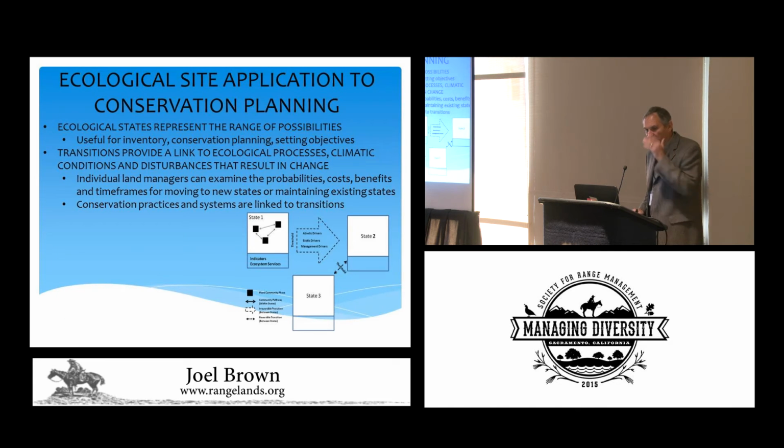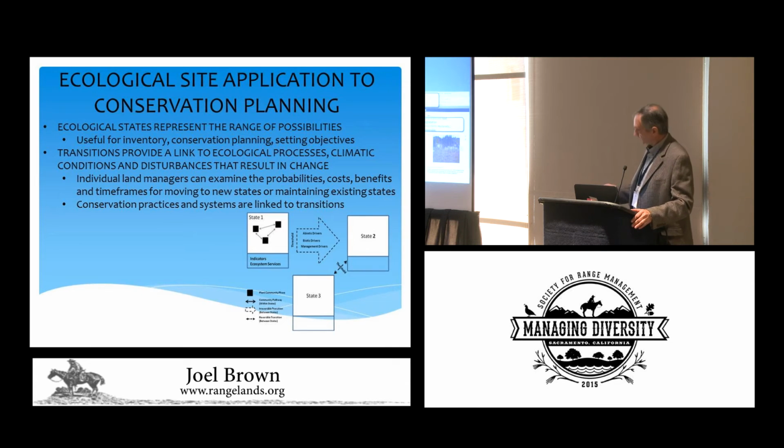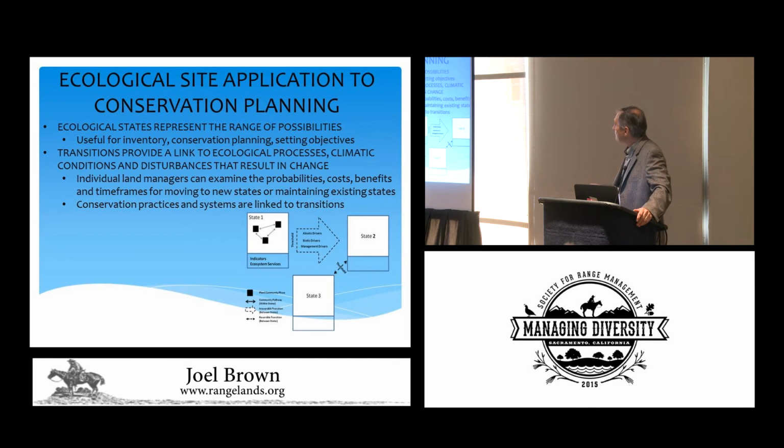Okay, so let's talk about ecological site application to conservation planning. These are pretty well accepted ideas, I think. The ecological states represent the range of possibilities. Once you've determined your spatial temporal domain, you've got a couple of choices. You pick one of those choices. I'm here, I want to be here. Apparently, I don't want to be on that slide.